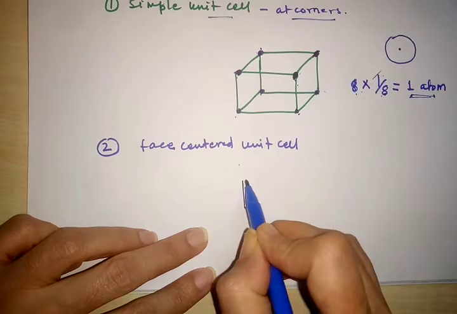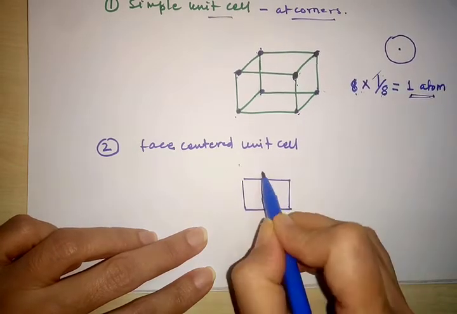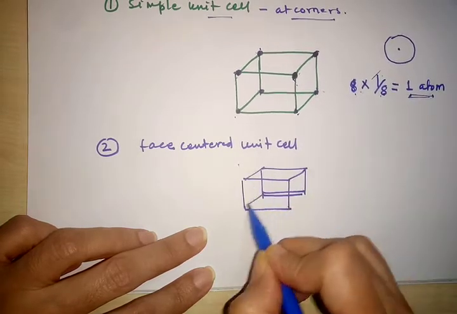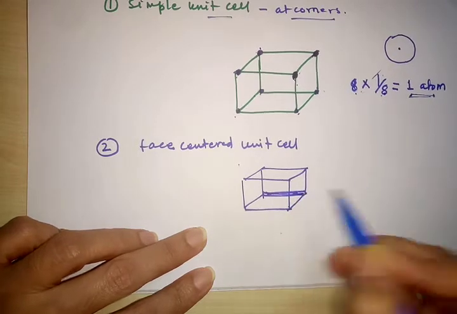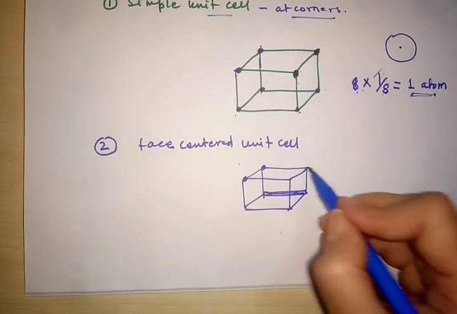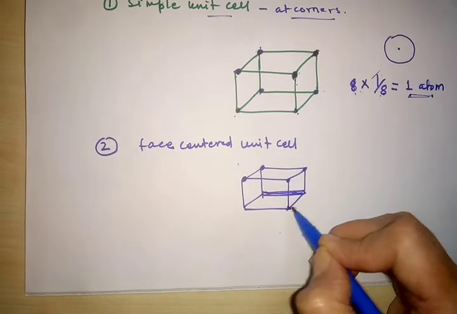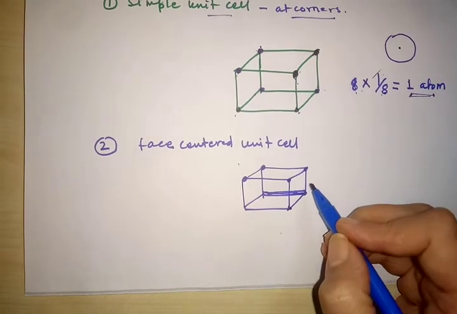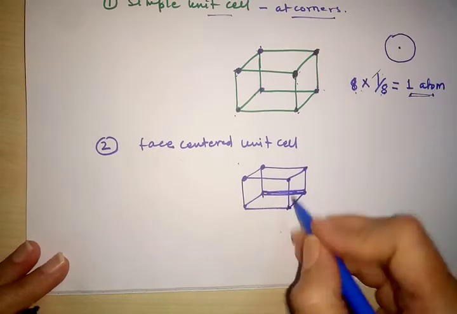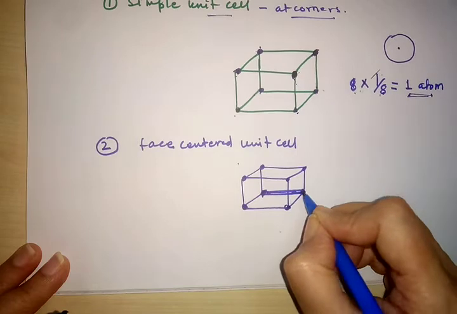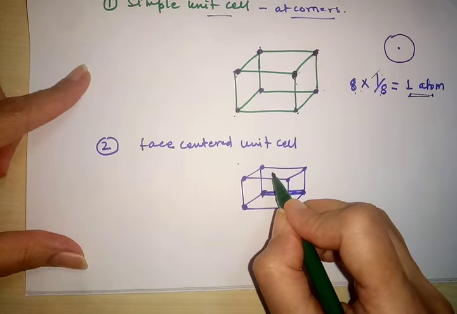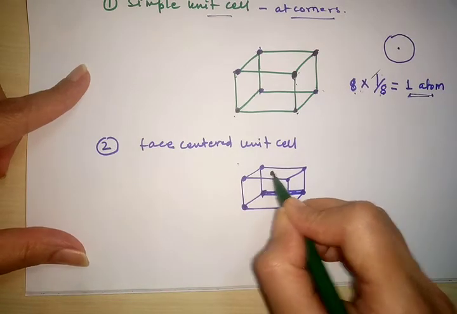So I will draw this face centered unit cell again here. Now these are the particles at the corner position. I will use another colored pen. These are at the 8 corners, 4 and 4, and in addition to this, there are constituent particles at the center of each face.